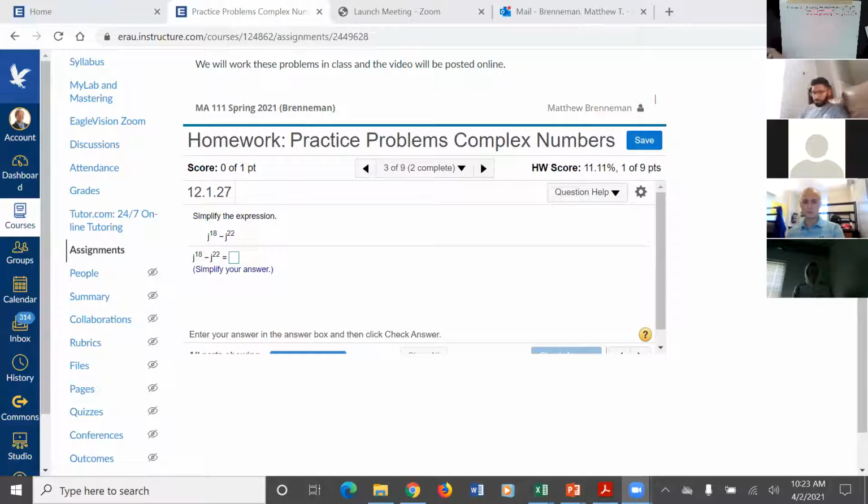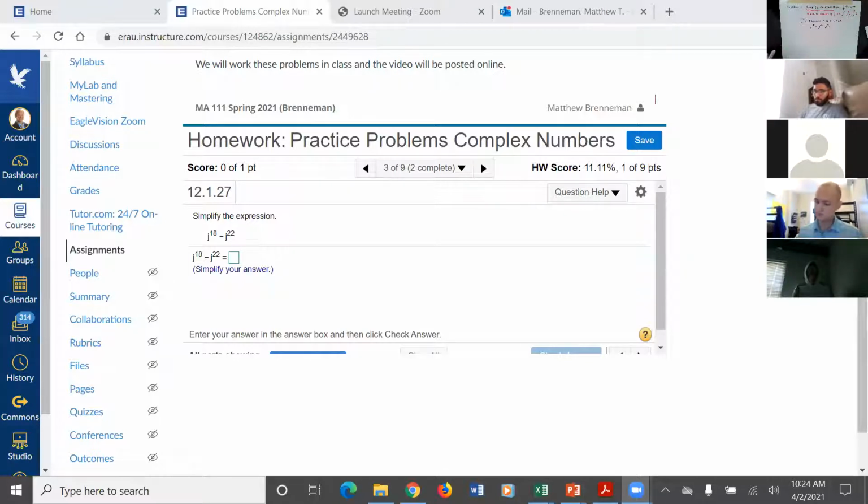So this is the same thing that's going on as in problem one. So if I look at j to the 18th, my exponent here is 18. And again, I'm going to divide 4 evenly into 18, right? So 4 goes into 18 four times with 2 remainder. So what this means is that j to the 18th is equal to j to the 16th times j squared.